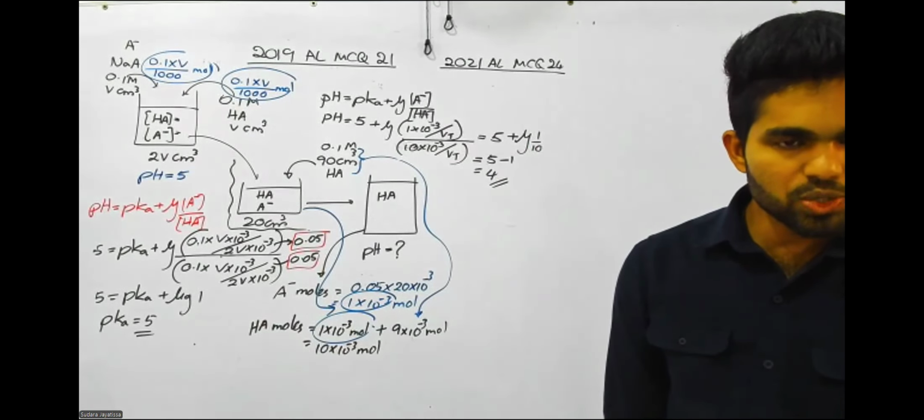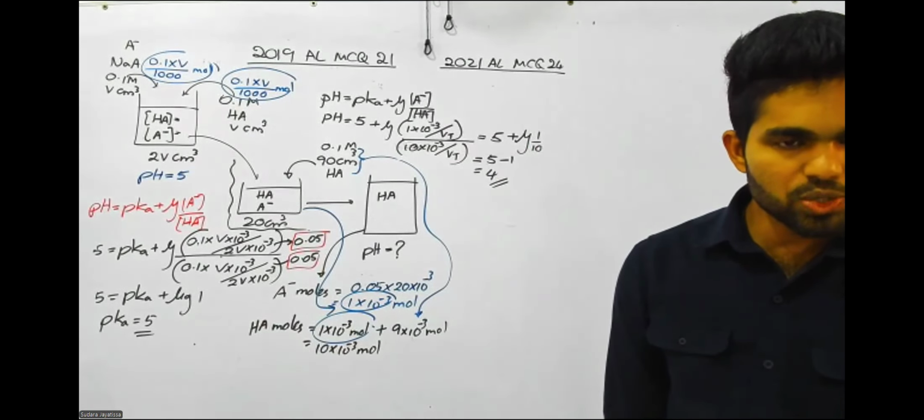So when you are adding the acid, what will happen to the pH? It will decrease. So the initial pH will be 5, and the answer should be some number lesser than 5. So you can eliminate the answers 2 and 4 easily. Changing by 1 unit means the final pH should be 4 anyway.